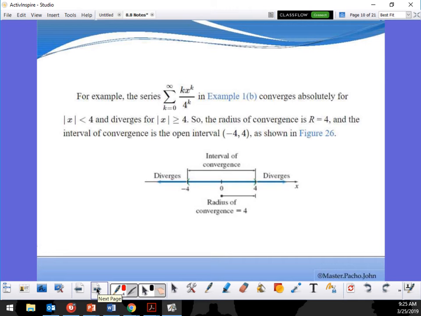So for example, this one right here converges absolutely for the absolute value of x less than 4, and diverges when it's equal to 4 and everything greater. So the radius of convergence is 4, and the interval of convergence on the open interval is from -4 to 4, as shown in figure 26 right here. So there's my radius of convergence.